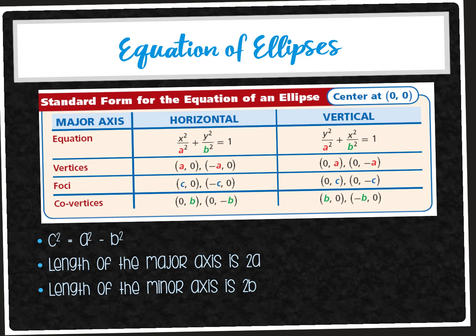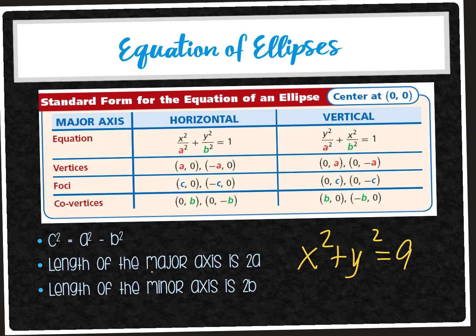This is when your center is at 0, 0. If you guys remember when we talked about a circle, if your circle equation was x squared plus y squared equals 9, I said, well, what's the center? You would tell me it's 0, 0, because nothing's being added or subtracted to the x and the y. Same concept here.